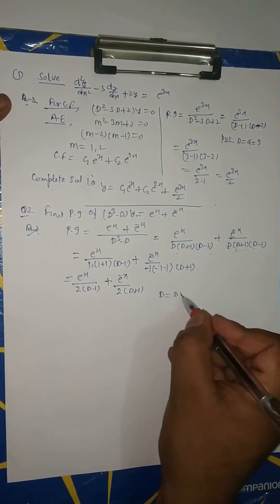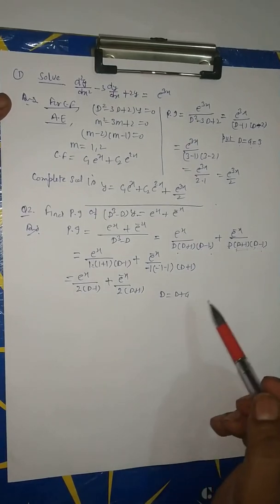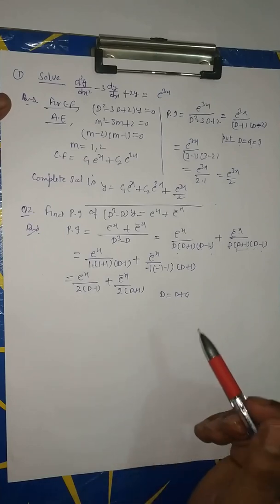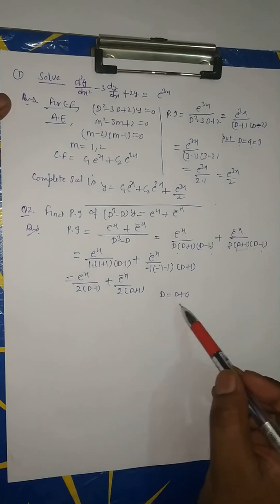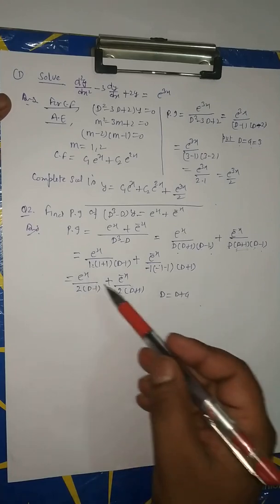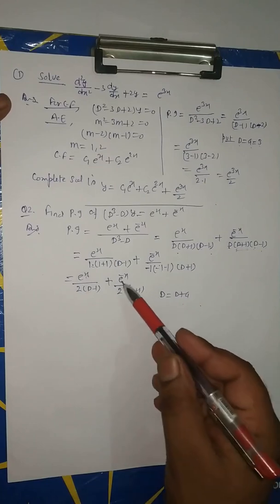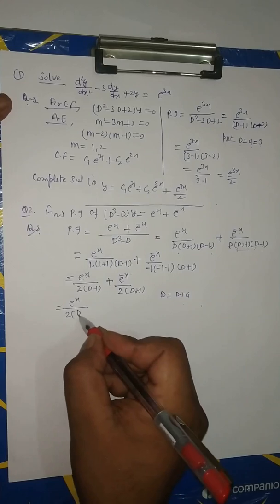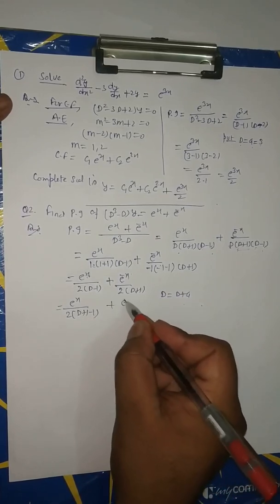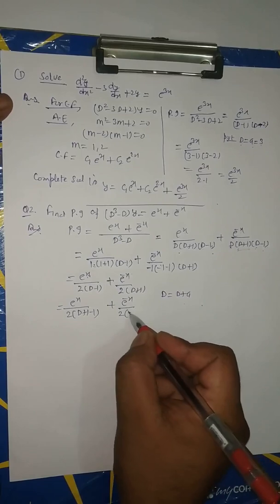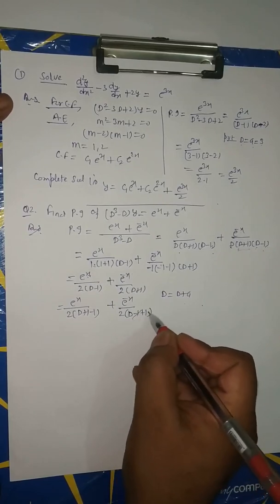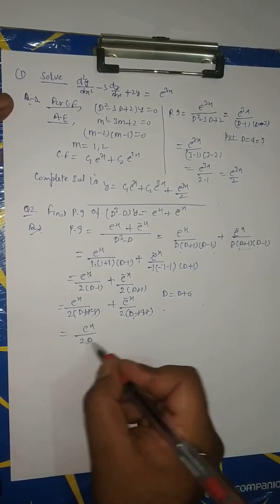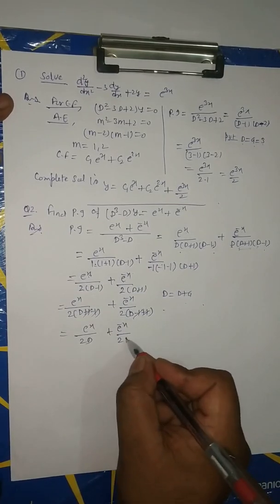Now D equal to D plus a. When by putting D equal to a we get 0 in the denominator, then the method is changed: D is equal to D plus a, where a is equal to 1 and where a is equal to minus 1. Now e to the power x upon (D plus 1 minus 1) plus e to the power minus x upon (D minus 1 plus 1). The 1s cancel. Then we get e to the power x upon 2D plus e to the power minus x upon 2D.